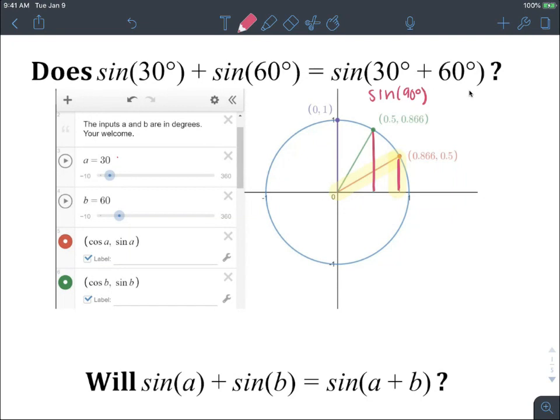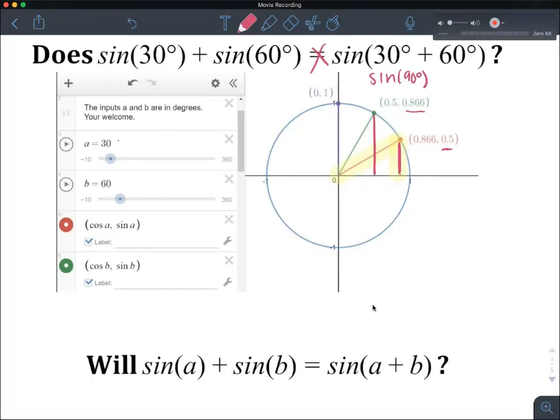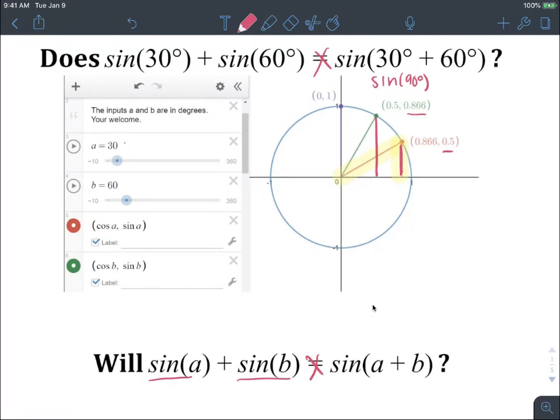And I can see that 0.866 plus 0.5 is going to be greater than 1. So this formula doesn't work. What I have is the sine of one angle plus the sine, or the vertical height, of the next angle will not equal the sine of the two angles added together, the new triangle.